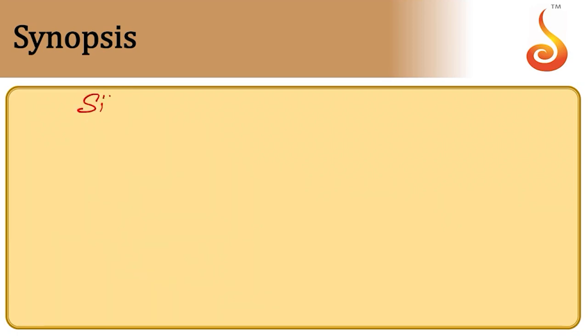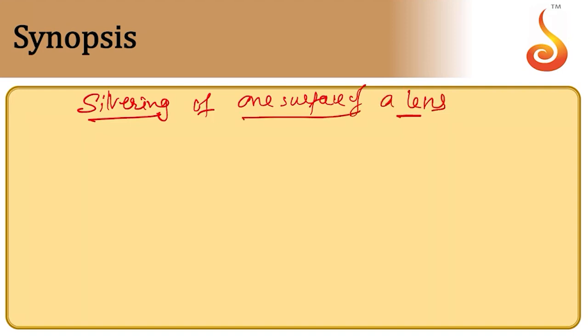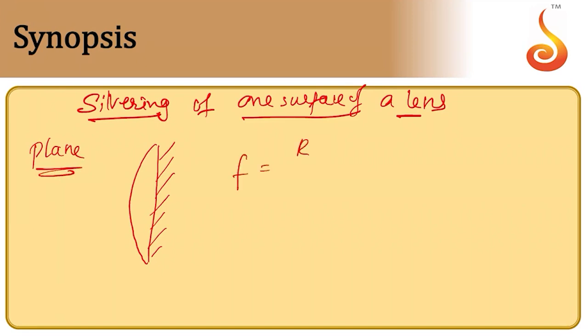Suppose we consider silvering of one surface of a lens. For example, this is the construction. Let's assume that this surface is silvered. Now, if the plane surface is silvered, then the focal length is given by r divided by 2 times (n minus 1). Focal length is given by r by 2 times (n minus 1).